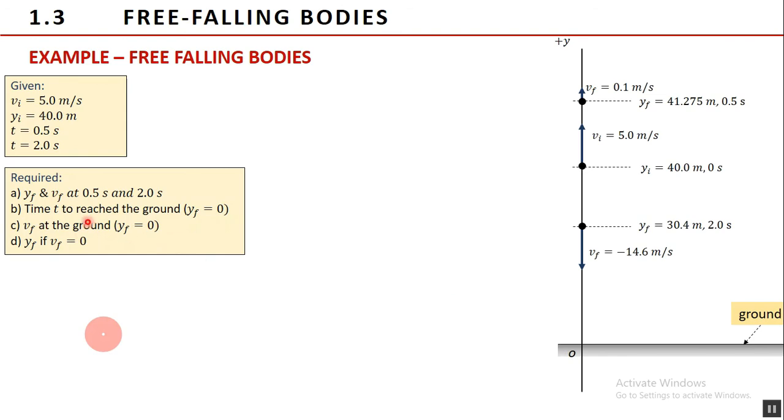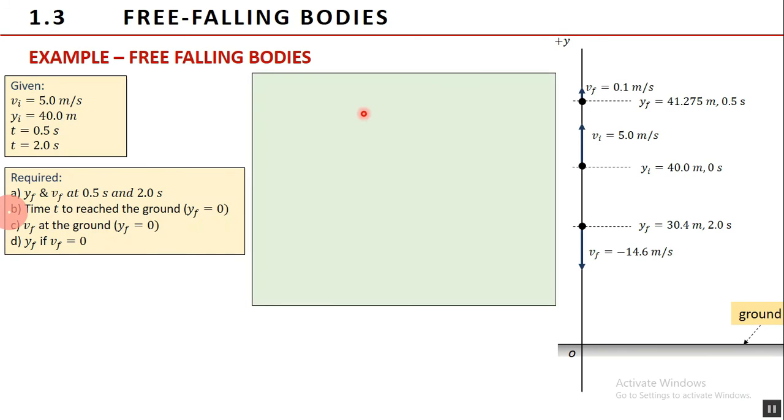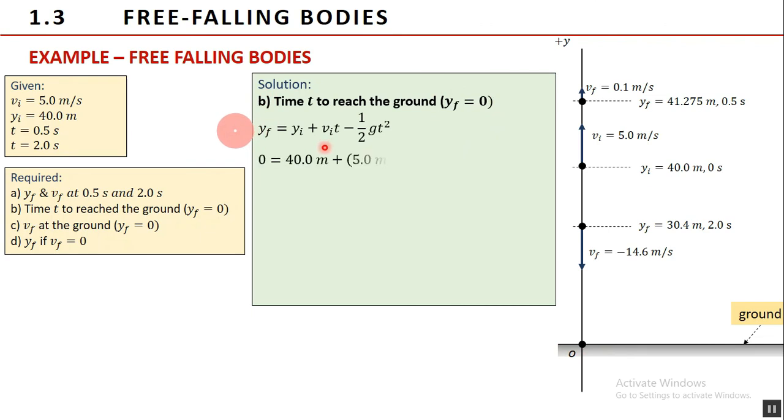For letter B, we are going to find the time for the sandbag to reach the ground. Now since we selected the ground as origin, we set the final position y sub f to 0. Using again equation 3, we substitute the given information. So we will have 0 equals 40 plus 5t minus 1/2 of 9.8t squared. Simplifying this will arrive at a standard form of quadratic equation, 4.9t squared minus 5t minus 40 equals 0.